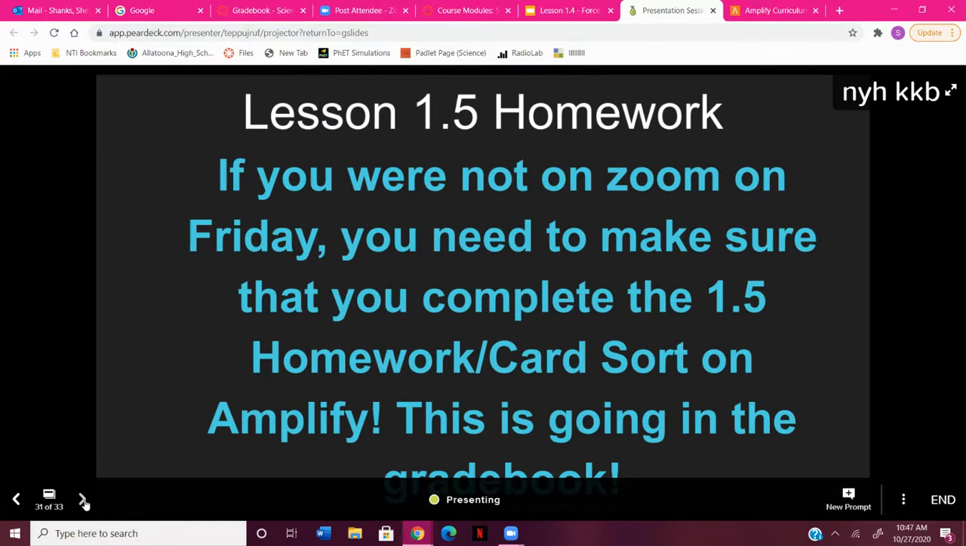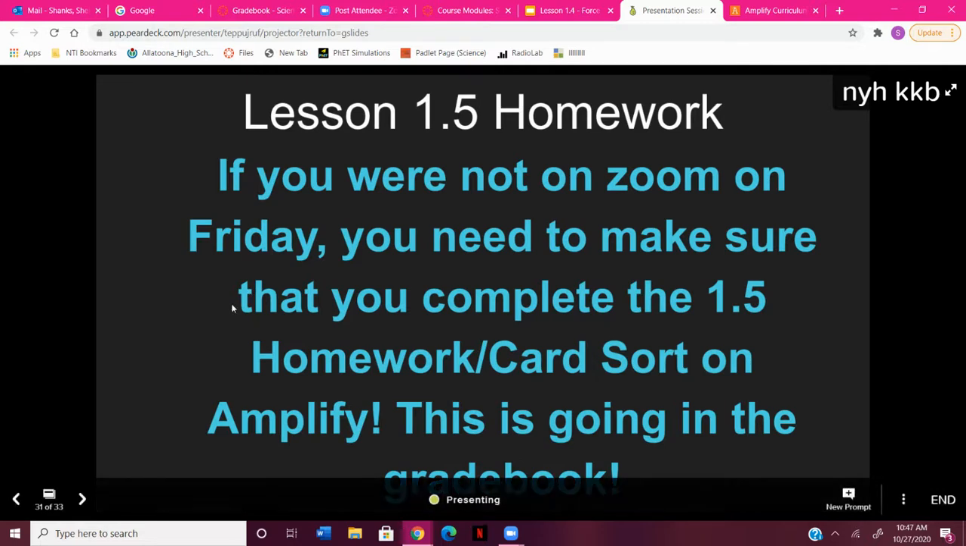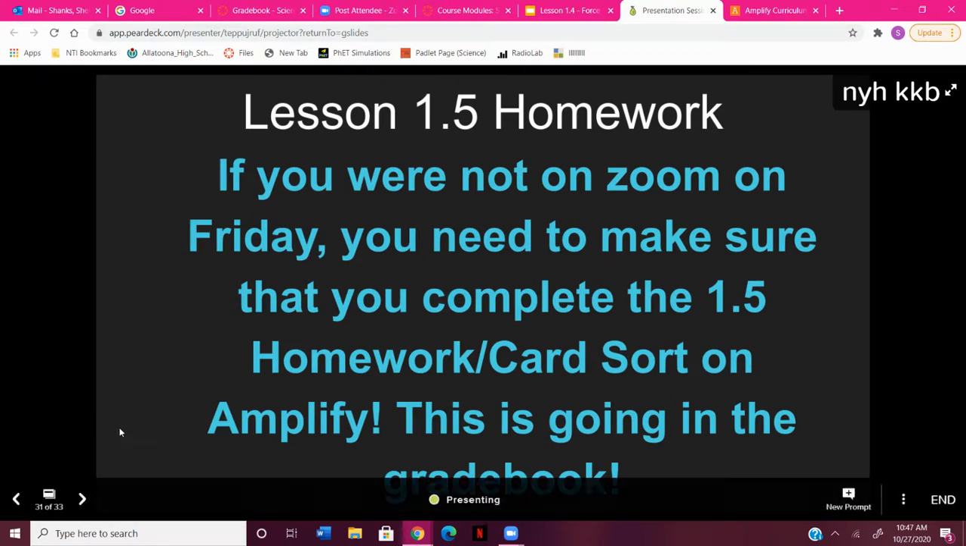So here's the thing I was talking about. I don't know why I said lesson 1.5. It is lesson 1.3 homework. But if you are not on Zoom on Friday, you need to make sure that you complete the 1.3 homework card sort on Amplify. This is going to end the gradebook. So it is lesson 1.3, not 1.5. I'm sorry about that. You need to make sure that you get that finished.